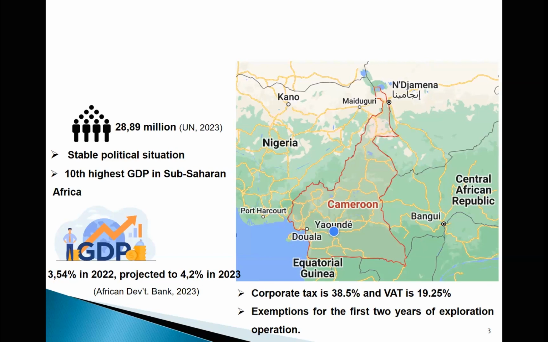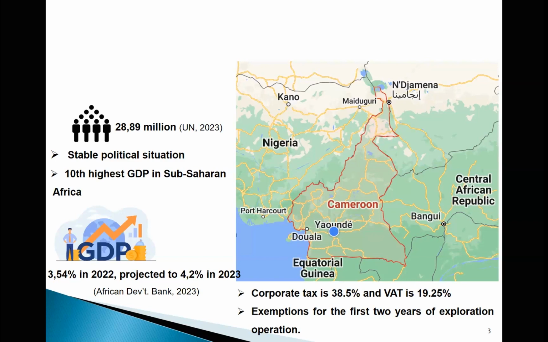Politically, it's been stable for quite a long time until recently. We had a few issues with Boko Haram in the north and some unrest in the northwest and southwest of Cameroon, which is more of a protest against suppression than actual conflict.